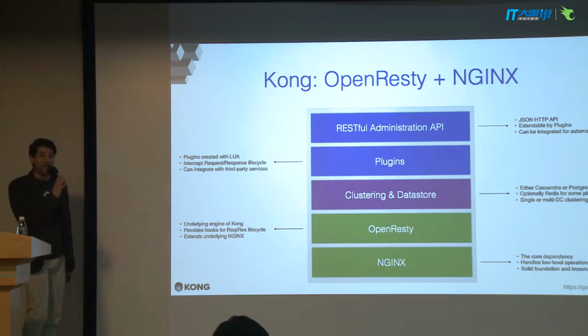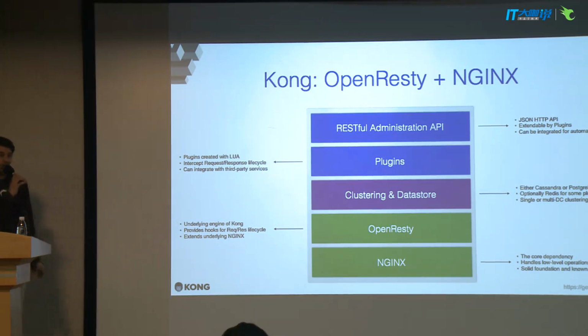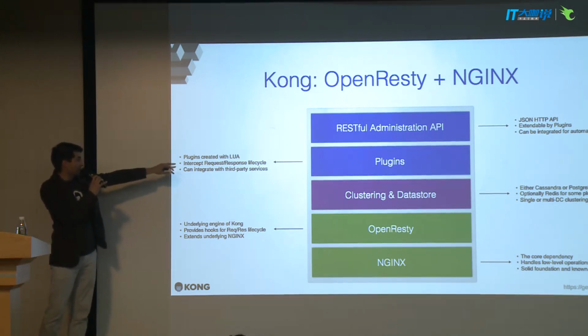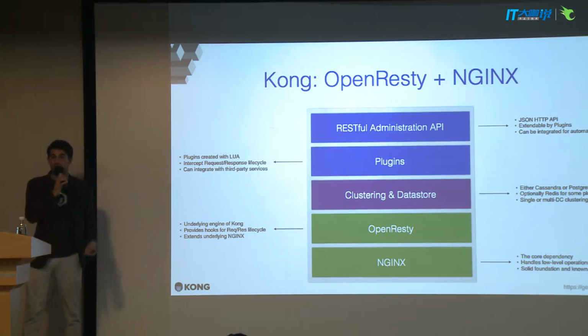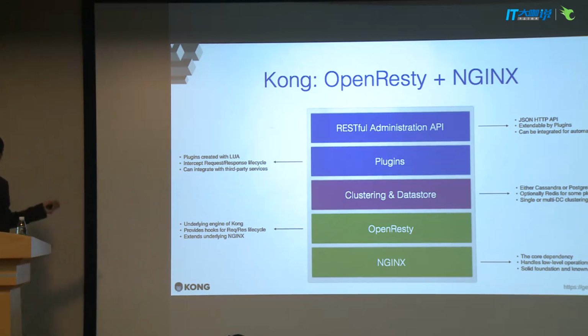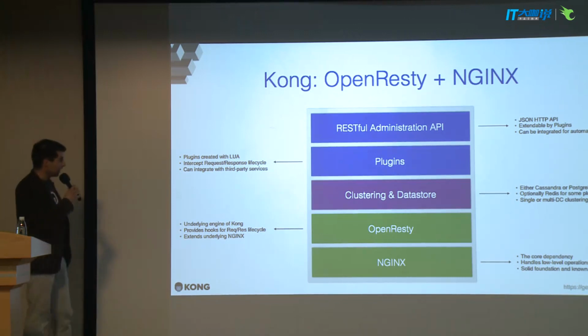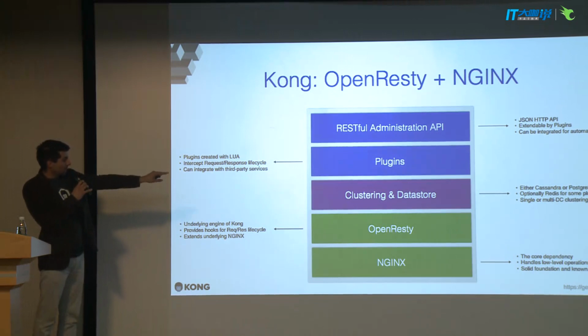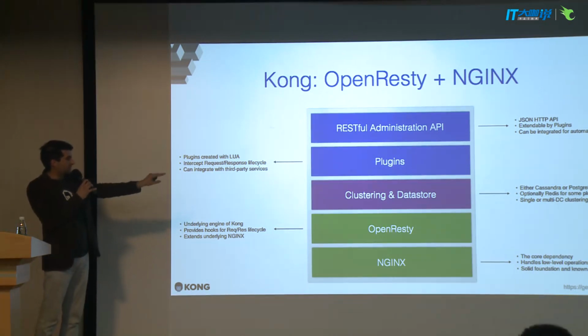OpenResty is the underlying engine of Kong. It provides all the hooks for plugins to change requests and responses, and it also extends the underlying Nginx with Lua. So we can build plugins in Lua that intercept the request and response lifecycle and can also integrate with third-party services. The community has built lots of these plugins. Kong itself already ships with 30 plugins bundled in, but you can build your own plugins internally and keep them private for your architecture.